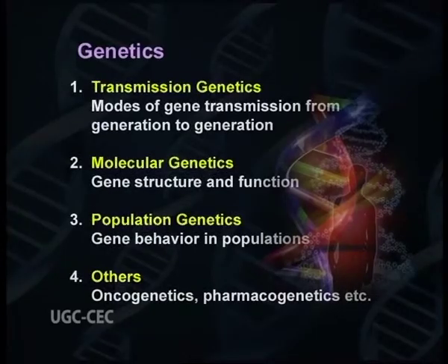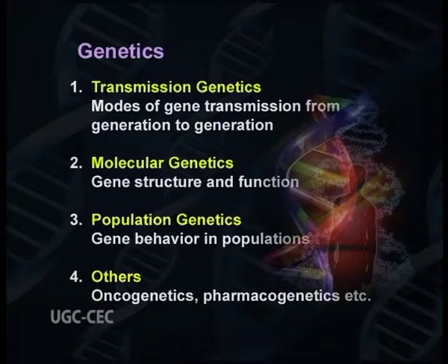Some major classifications of genetics. As we know, genetics is now classified into four major categories, the first of which is transmission genetics, where the mode of gene transmission from generation to generation is studied and examined. The second major area of genetics is molecular genetics, where one studies the gene structure and the function of a given gene that may be predisposing an individual either to a specific phenotype or to genetic diseases.